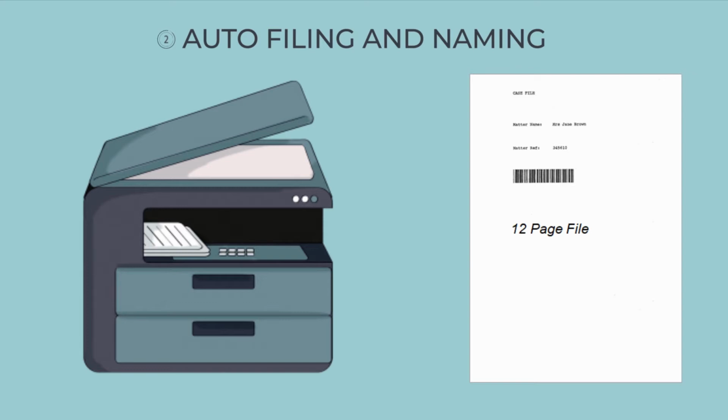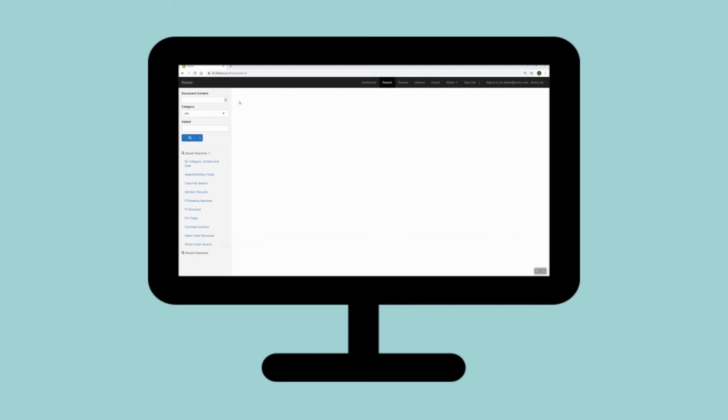We'll now scan this 12-page file to a folder called Case Files, where Filestar will pick up on the document and recognize the matter name and number on the front page, as you can see here. Finding the scanned document couldn't be easier.